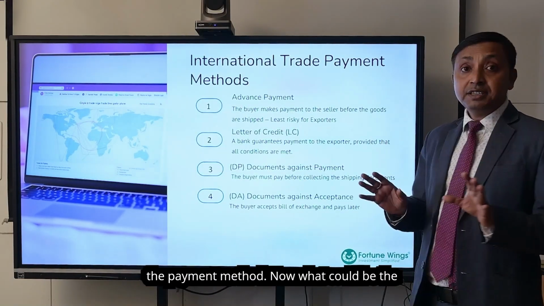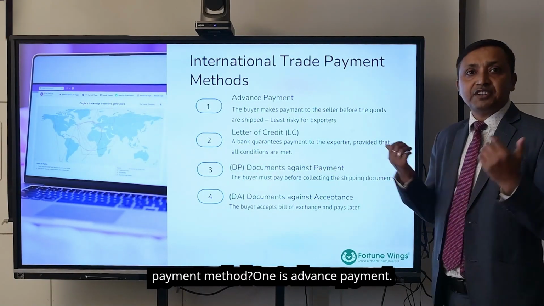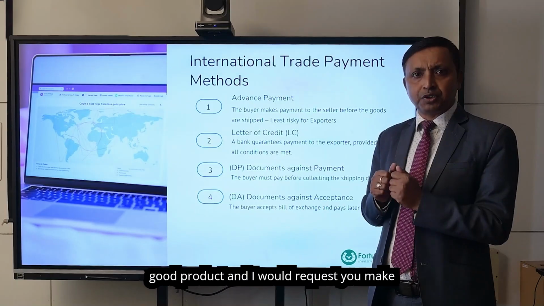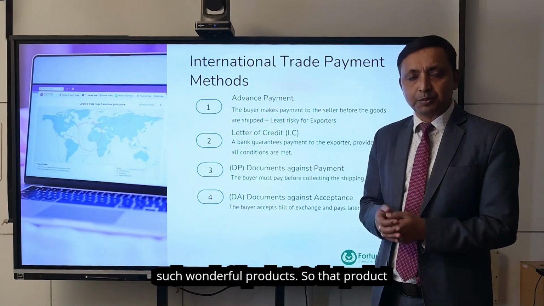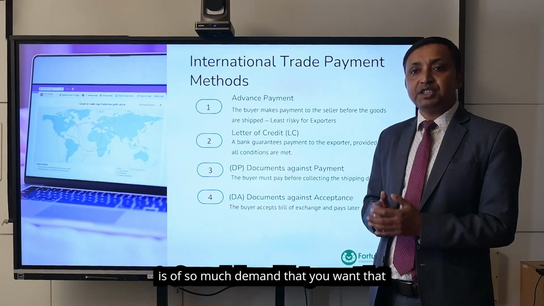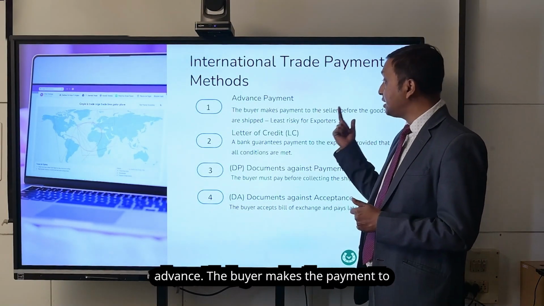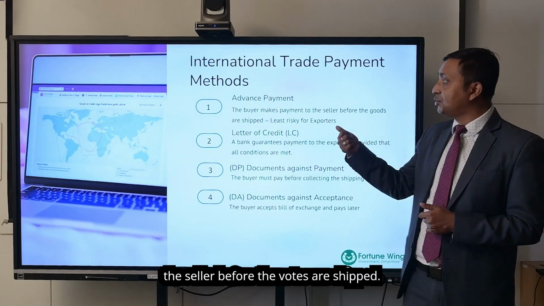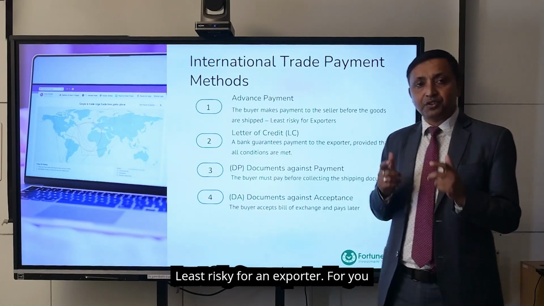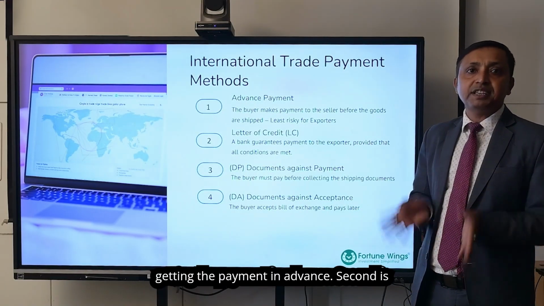Now coming to the payment method. What could be the payment method? One is advance payment. Suppose your product is such a good product, and I would request you to make such wonderful products, that it is in so much demand that you want your money in advance. Possible. The buyer makes the payment to the seller before the goods are shipped. Least risky for an exporter, for you, because you are getting the payment in advance.